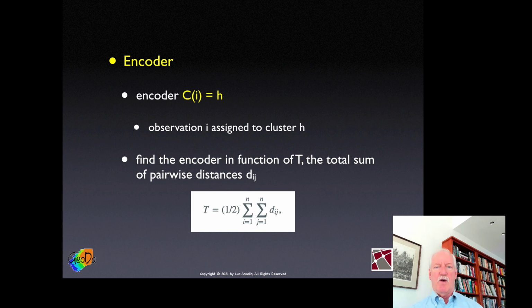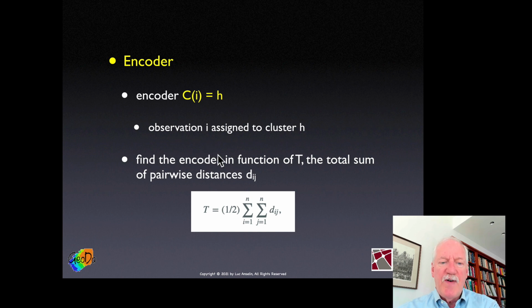K-means is a way to allocate each observation i to a given cluster h. So we have K clusters, h equal 1 through K, and each observation has this encoder C that says observation i has to be in cluster h. That's just a way to formalize this notion.